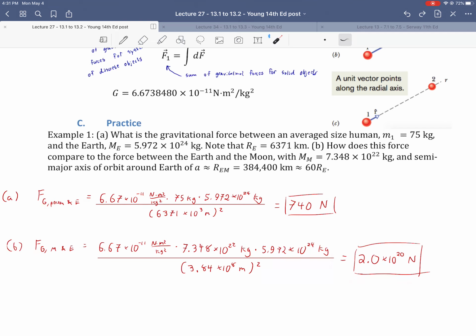When we run those numbers, even though the Moon is much further away, multiplying the distance by 60 in no way compensates for the fact that we've multiplied the mass by 20 orders of magnitude, because we went from about 10 to the 2 to 10 to the 22. So of course we get a force that is much larger, 2.0 times 10 to the 20 newtons. There's the gravitational pull between the Earth and the Moon. That's how much the Earth pulls on the Moon, and how much the Moon pulls on Earth.